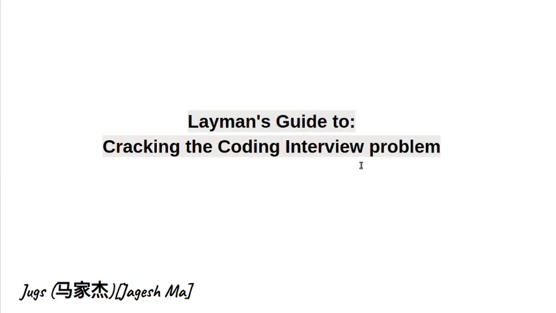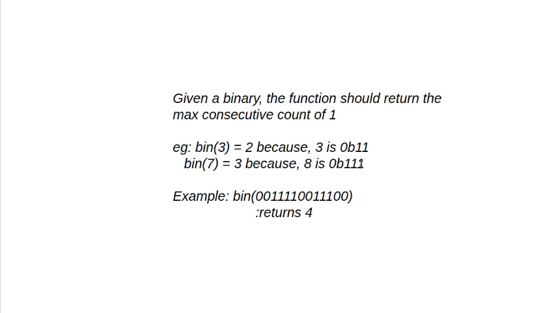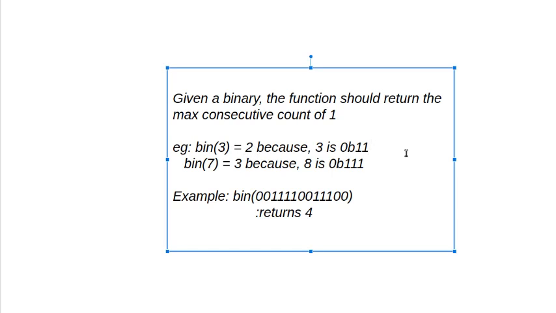And this is our problem for today, and it's quite simple as well. Given a binary, the function should return the max consecutive count of 1s. For example, if we have a binary of 3, it should return 2 because the binary for 3 would be two 1s, right? So it should return 2. If it's 7, then it should return 3 because the binary for 7 would be 1, 2, 3. So there are 3 consecutive ones.